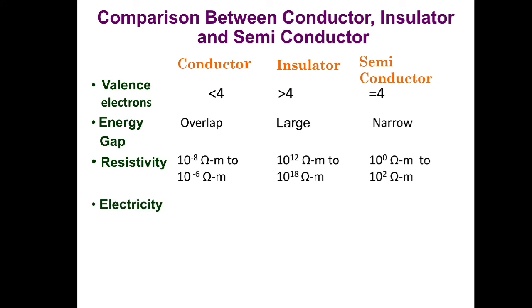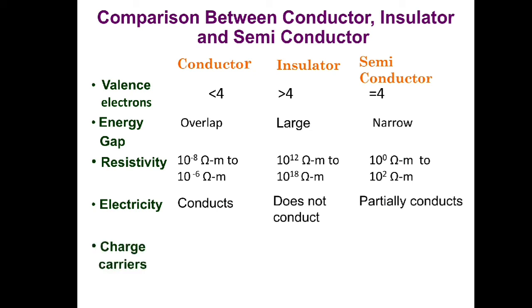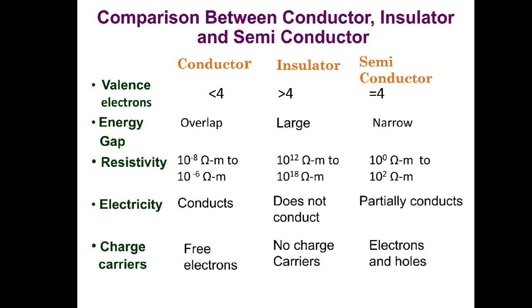Coming to the parameter electricity. In the case of a conductor, it conducts. In the case of an insulator, it doesn't conduct. In the case of a semiconductor, it partially conducts. Coming to the charge carriers. In the case of a conductor, they are free electrons. In the case of an insulator, no charge carriers. In the case of semiconductors, both electrons and holes are present.